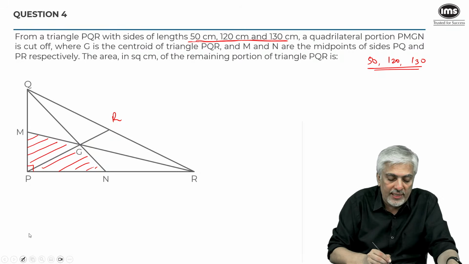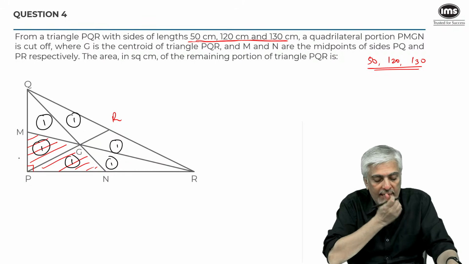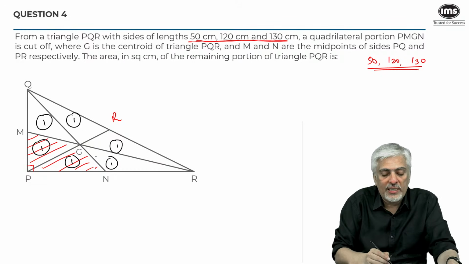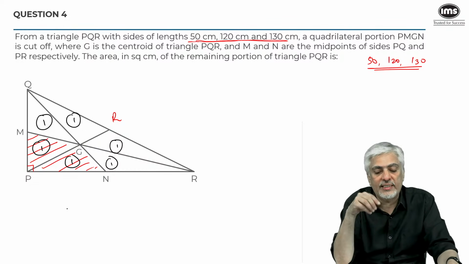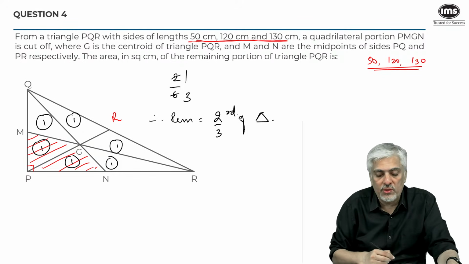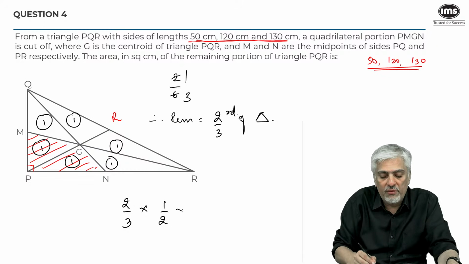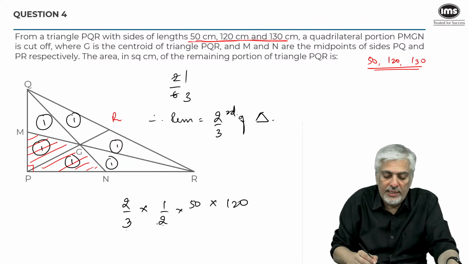That means that if the area of the full triangle is, say, 6, then this area will be 1, this area will be 1, this area will be 1, this area will be 1, this area will be 1, and this area will also be 1. Right? That means how much part are we cutting out? We're cutting out 2 out of 6, which is 1/3. Therefore, remaining will be 2/3 of the triangle. It's a right angle triangle. So it will be half into 50 into 120. Right? 2 to cut out.